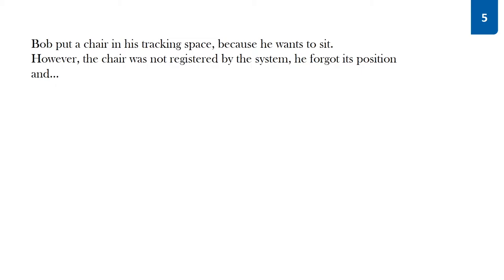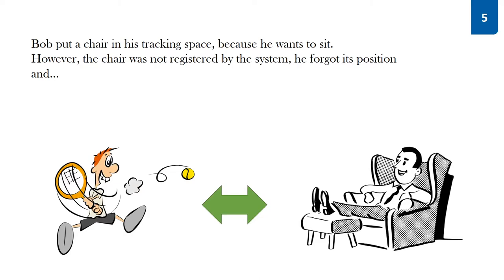Bob put a chair in his tracking space because he wants to sit. However, the chair was not registered by the system, he forgot its position, and you saw what happened. When there are potential downtimes or at least a few seated activities, allow for seamless, understandable, safe, and bidirectional transitions between sitting and standing. Consider also that the users might come out of another context, for example a home screen, requiring another posture, into your application.